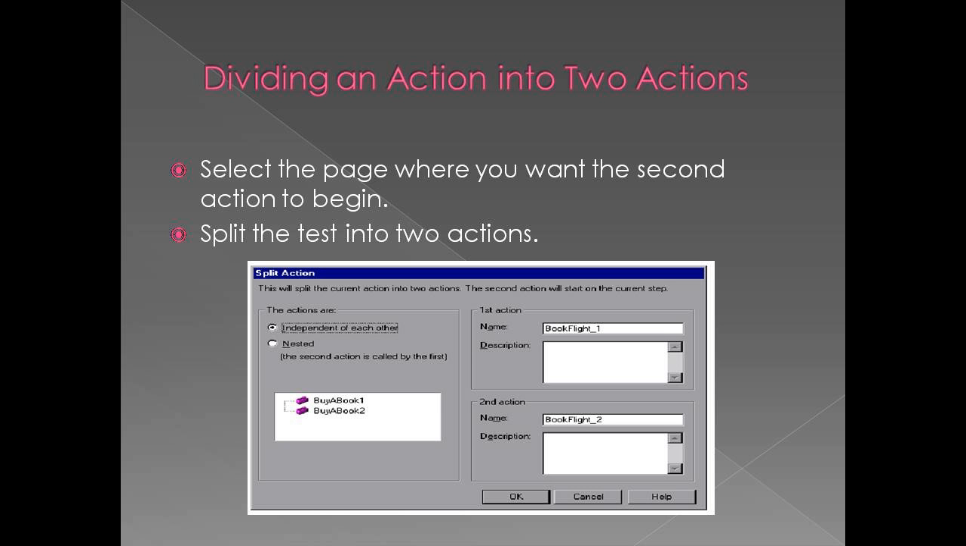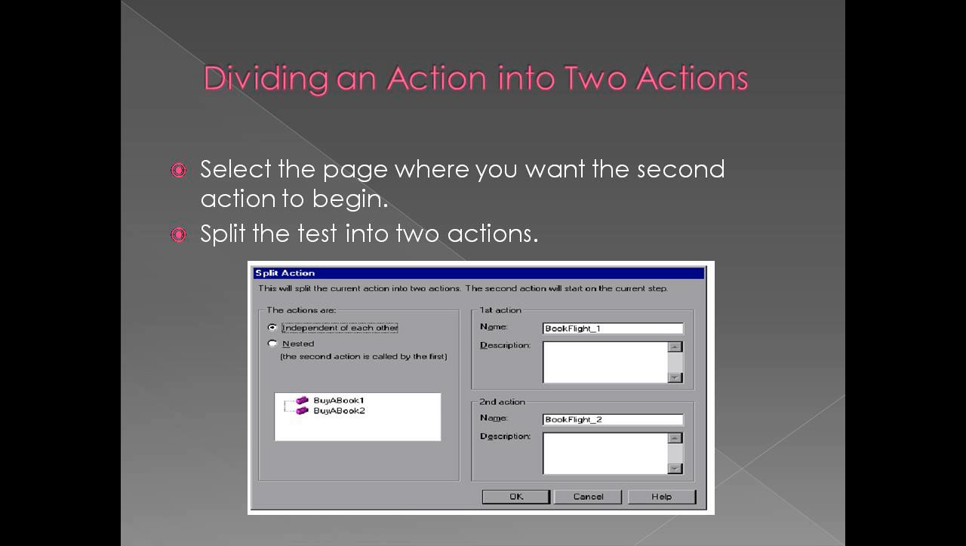C. In the Split Action dialog box, enter names and descriptions for the two actions. In the name box of the first action, leave the name as Book Flight. Remove the number one from the action name. In the description box of the first action, enter Purchases Flights. In the name box of the second action, enter Flight Confirmation. In the description box of the second action, enter Confirms Purchases, and returns to the home page. Click OK to close the Split Action dialog box and accept the other default selections.